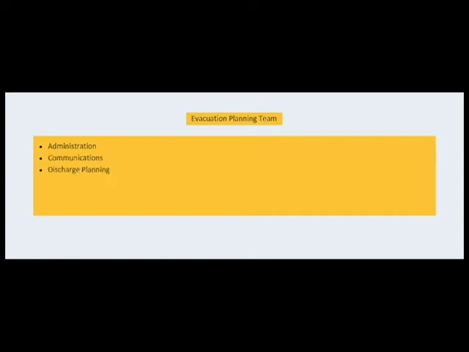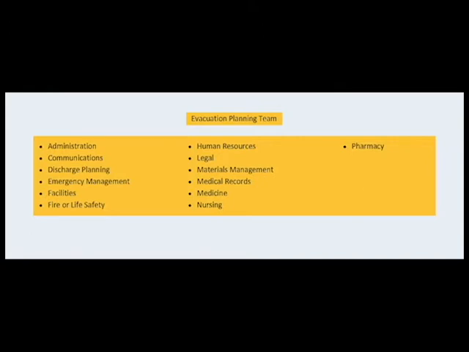Within the hospital, it is typical for one department to serve as the facility's lead for evacuation. This may be the facilities department, the safety and security department, or any other. The proper department should be assigned by leadership to take responsibility for the evacuation planning effort. Once a lead department is established, the process continues by assembling an evacuation planning team, receiving input from various clinical and non-clinical departments, such as administration, communications, discharge planning, emergency management, facilities, fire or life safety, human resources, legal, materials management, medical records, medicine, nursing, pharmacy, purchasing, security, support services, and transportation.